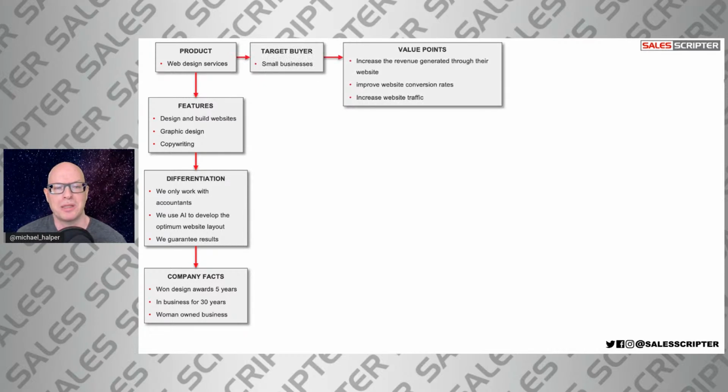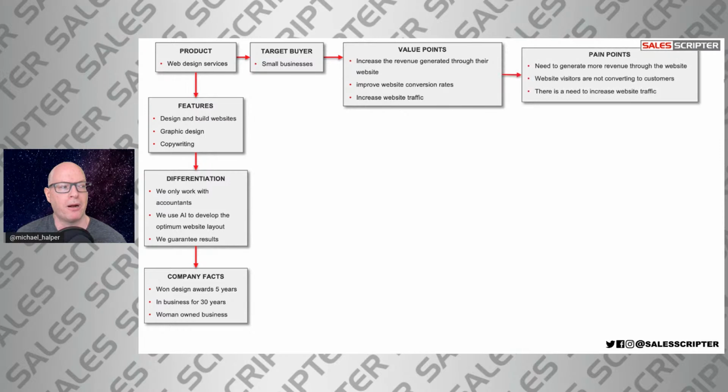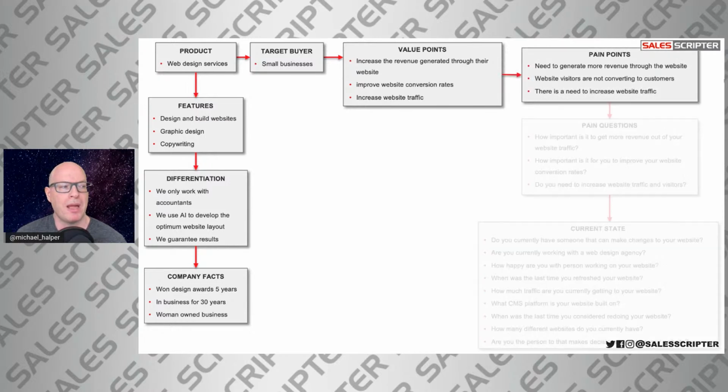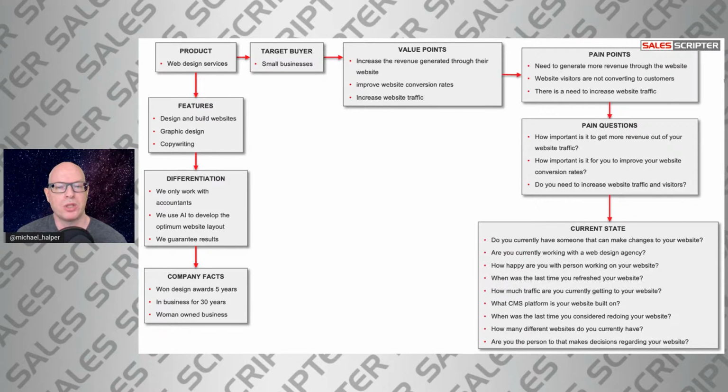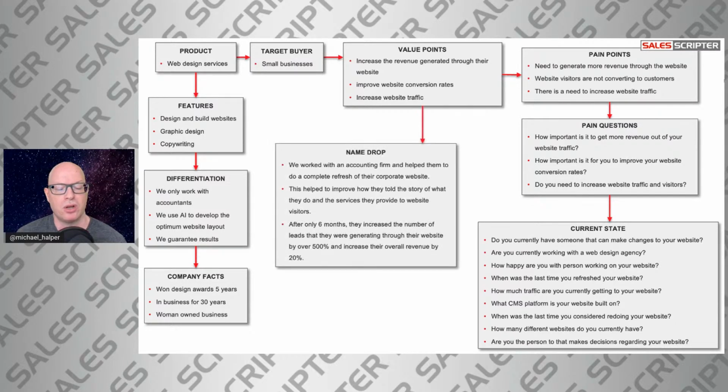What are the improvements that you can make for that particular buyer? What are some problems you can make go away? What are some questions you can ask to determine if those problems exist? What are some current state questions you could ask? What is an example of another customer that you've helped? When you go through these steps, you create your own sales message, and that's explained in more detail in a previous training module. If you're curious about that, be sure to check that out.